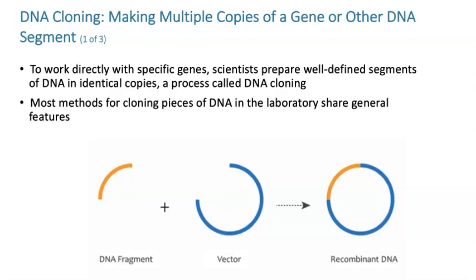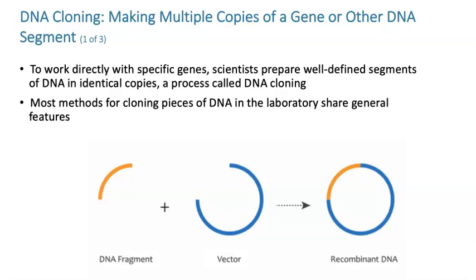So cloning just means to make multiple copies of a gene or some other segment of DNA that's not a gene. I know you think DNA is all made up of genes, and we'll learn the official definition of gene in another chapter. But for now, we could either use a gene or some other region of DNA that's not really a gene. So if you want to work with specific genes, you work with well-defined segments of DNA. And you need identical copies of that DNA, and so we're going to use cloning.